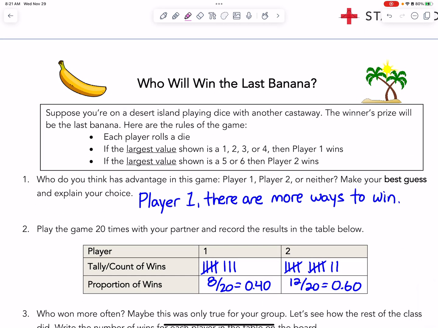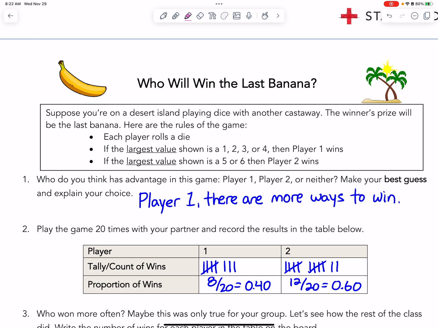Okay, so we played a game today in class. I gave each student a dice, and I put them in pairs of 2. Basically, player 1 would roll the dice, and player 2 would roll the dice. They'd use both values on both players' dice, and if the largest value of the 2 dice shown was 1, 2, 3, or 4, then player 1 wins. If the largest value was 5 or 6, then player 2 wins. And then they would count who won on their tally. I am guessing that player 1 is going to win because there's more ways to win.